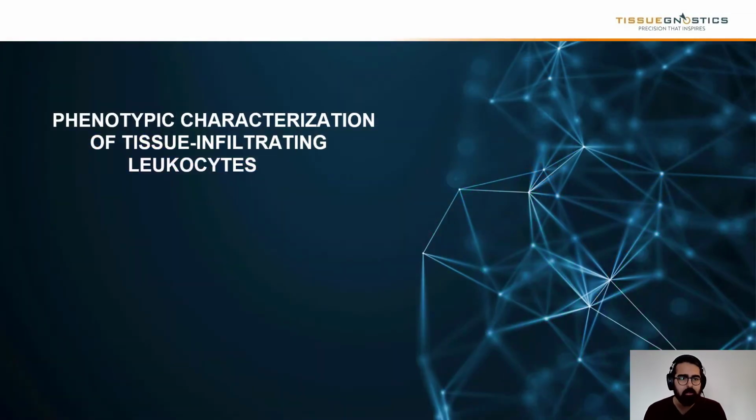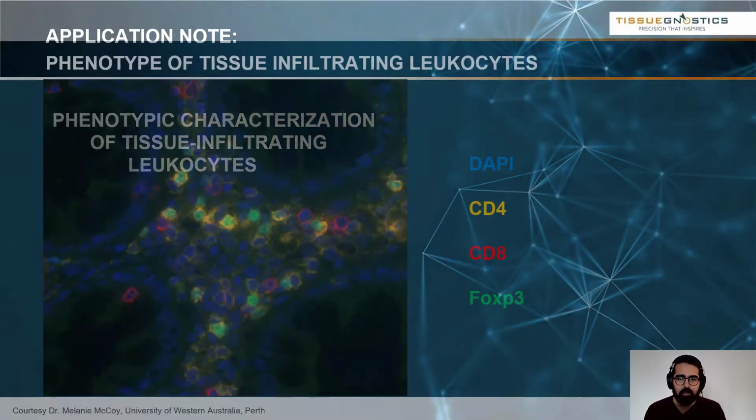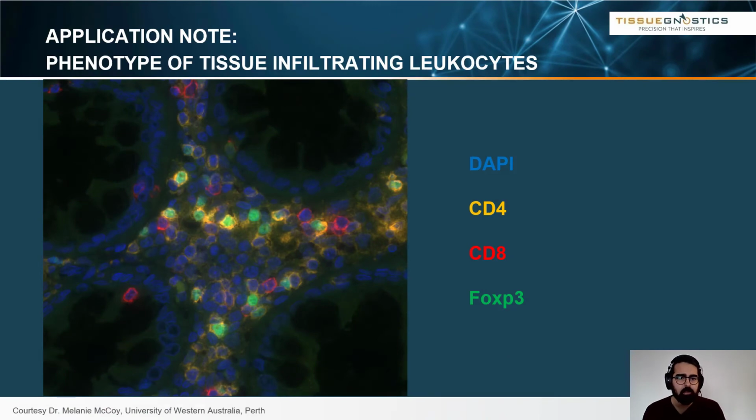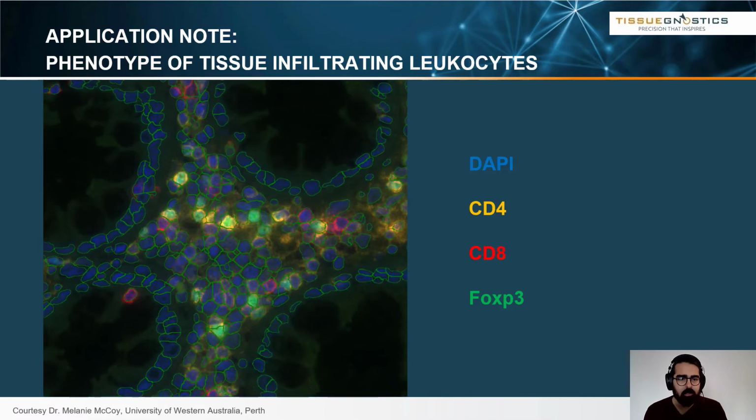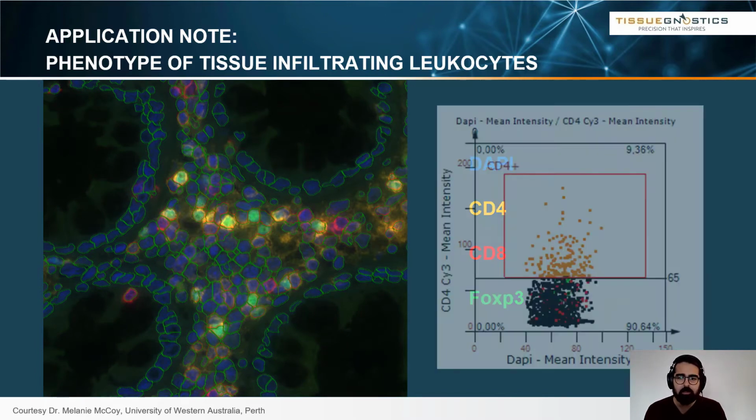So going into phenotypic characterization of tissue infiltrating leukocytes, this is a 4-channel fluorescence image of a colon sample. We have DAPI in blue, CD4, CD8, and FOXP3 in green. Our first step here is segmenting the nuclei using our classical nuclear segmentation algorithm. You can see that with those green lines encircling each nucleus.